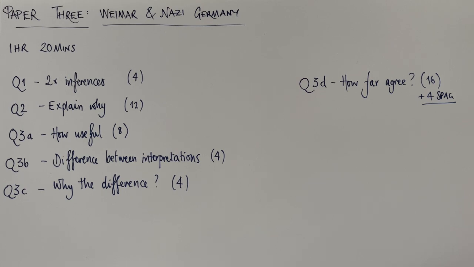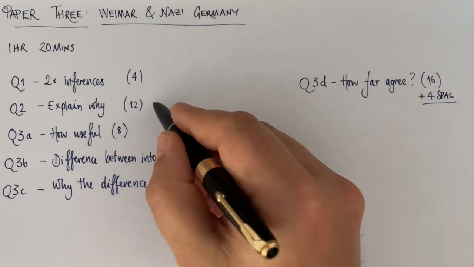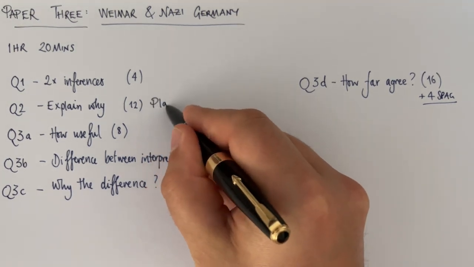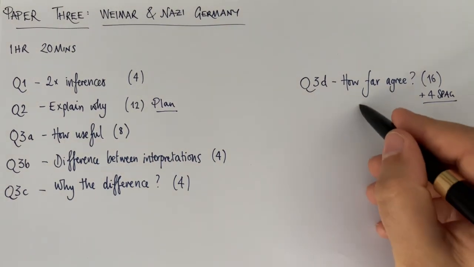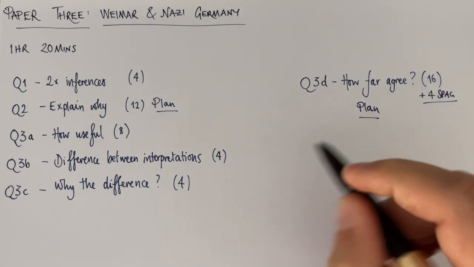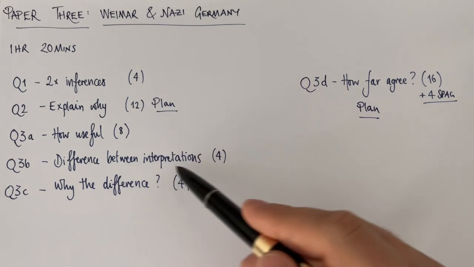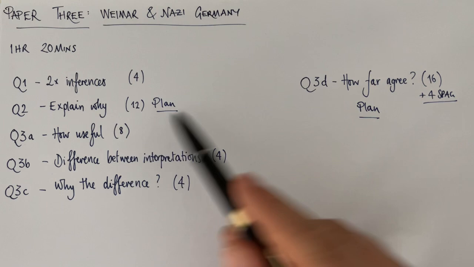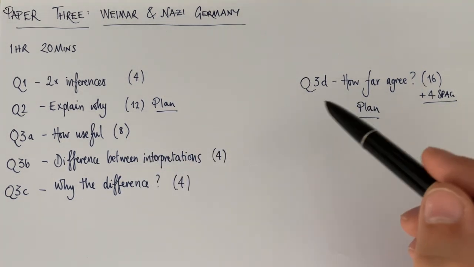These are critical. In terms of timing, well, we've got 1 hour and 20 minutes and we're going to need to plan some questions. The only ones we need to plan this one are our old friend the explain why and the how far do we agree. Because if you look at the other marks, we are quite low in the mark scheme. These 2 are worth 28.